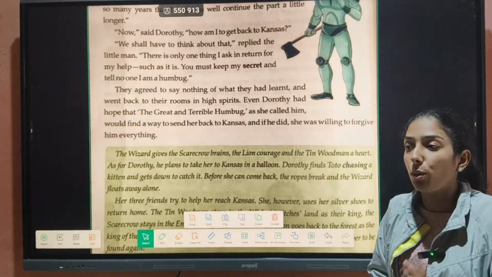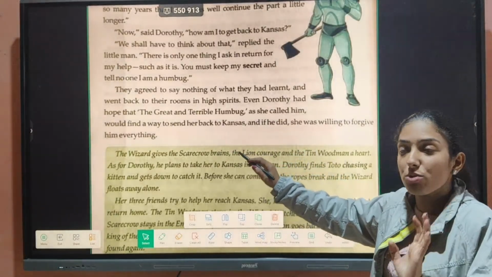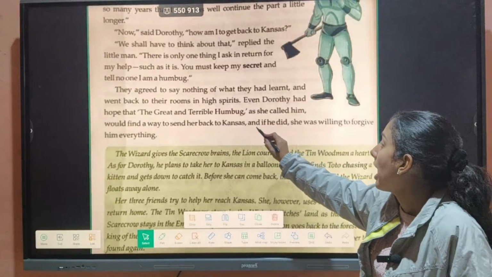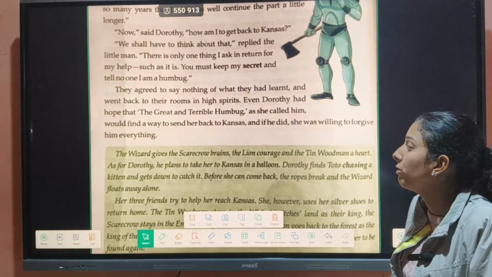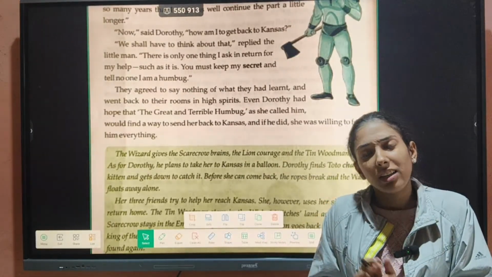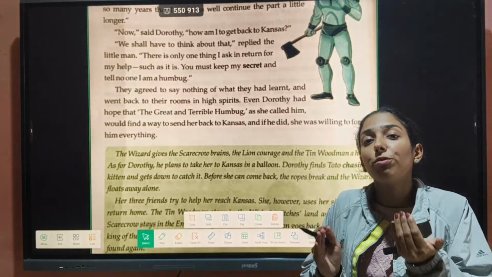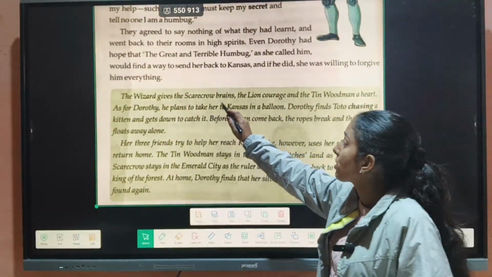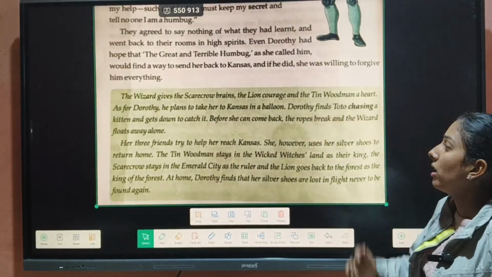Now she is in hope that the Oz will tell some way to go back to Kansas. And if he did, she will be willing to forgive him everything. Now Dorothy is thinking in her mind that the Oz will provide a solution to my problem and I will forgive him. Okay. The wizard gives the Scarecrow brains, the Lion courage, and the Tin Woodman a heart.